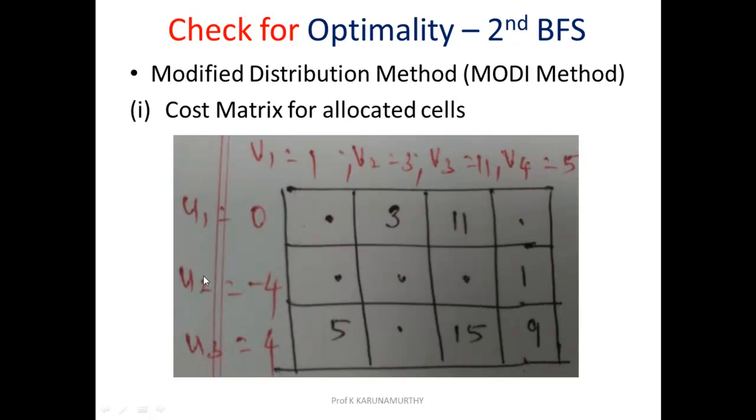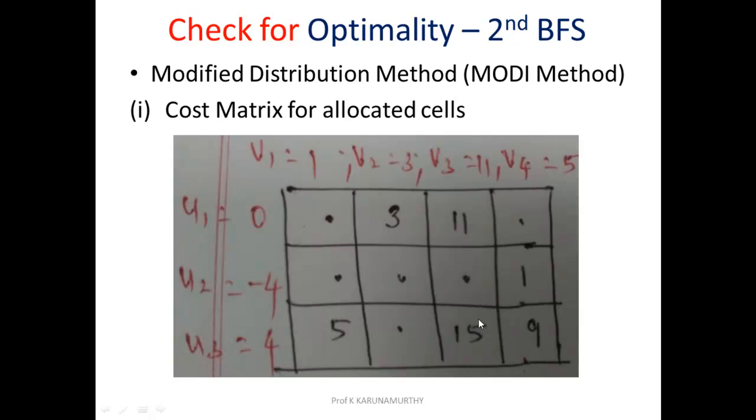So this is U1, U2, U3, V1, V2, V3 and V4. Let us begin with, for a particular variable, the value of the variable as 0. So this is 3, this is 0. So what should be this value? This is 3, because 0 plus 3 is this value. And this is 0, this is 11. What should be this value? V3 value. 0 plus 11 is equal to 11.